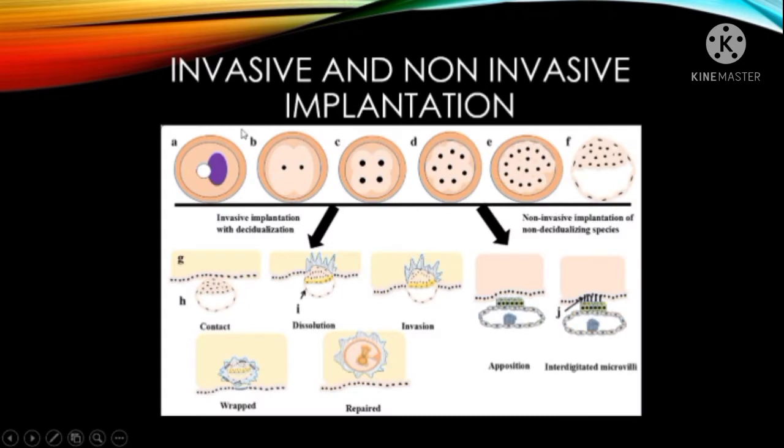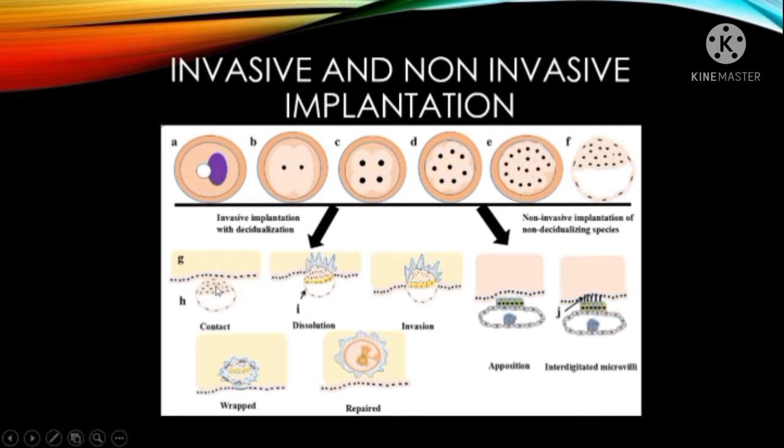This picture describes the process of invasive and non-invasive implantation. First, before it starts, there is the blastulation. As you can see in A, this represents the fertilized zygote or the fertilized egg rather, and in B and C, this represents the zygote undergoing cleavage, and in D and E undergoing blastulation, and in F, this is the blastulated cell. After that, the blastulated cell can undergo either invasive implantation or non-invasive implantation.